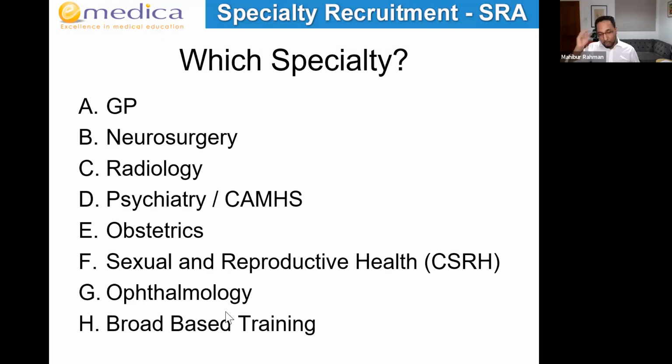So that's good. Broad-based training hasn't happened for a few years. It's come back this year, okay? Right, so let's look at how these different specialties use the score.